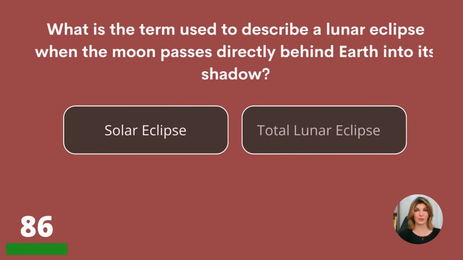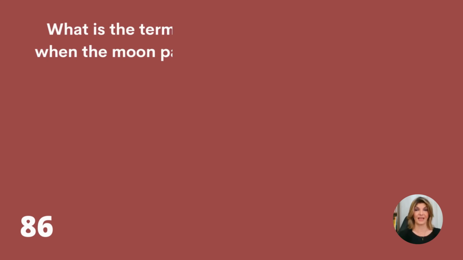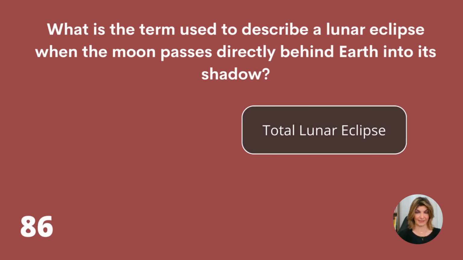What is the term used to describe a lunar eclipse when the moon passes directly behind Earth into its shadow? Solar eclipse or total lunar eclipse? A total lunar eclipse.